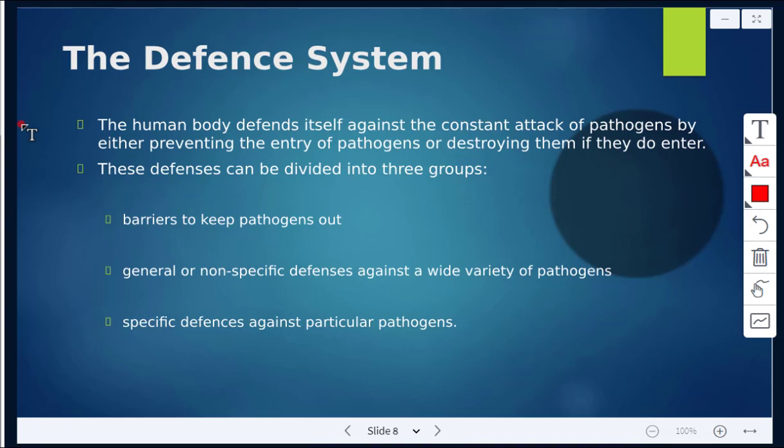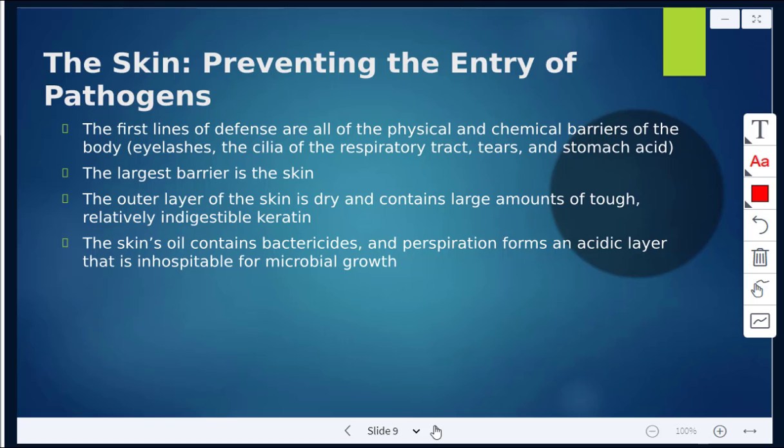There's the barriers to keep pathogens out. There's the general or non-specific defenses against a wide variety of pathogens. And then there's specific defenses against particular pathogens. All right, so first we'll look at the barriers. First is the skin. It prevents the entry of pathogens. It's the first line of defense, along with all the physical and chemical barriers of the body.